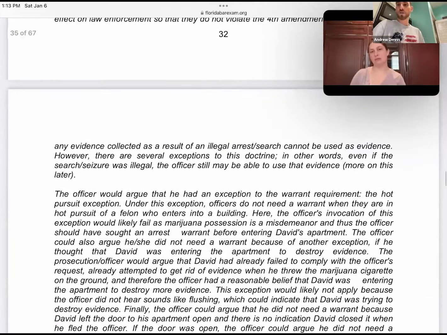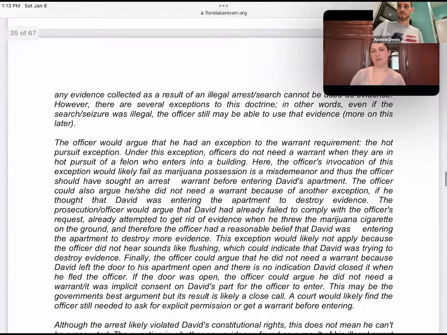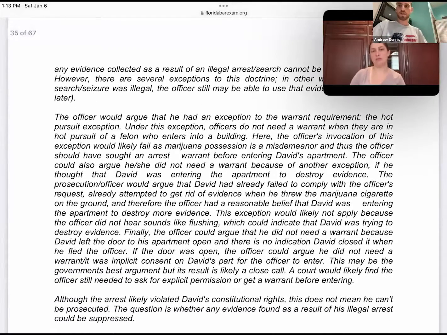The officer will argue an exception to the warrant requirement, the hot pursuit exception, right? So again, exceptions to warrant. Please memorize the SPACES mnemonic. Search incident to arrest. Plain view doctrine. Automobile exception. Consent. Exigent circumstances, hot pursuit. That's this right here. And then stop and frisk. This is all he's doing.